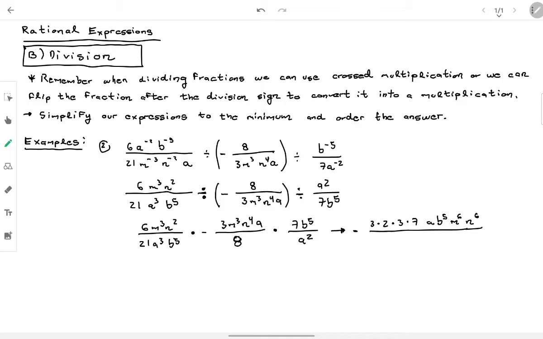And on the bottom, it's going to be 21, that it's 3 times 7. And 8, that it's 2 to the 3rd. What about the letters? It's going to be a to the 5, b to the 5. So what will happen next? We can simplify 3 and 3, 7 and 7.